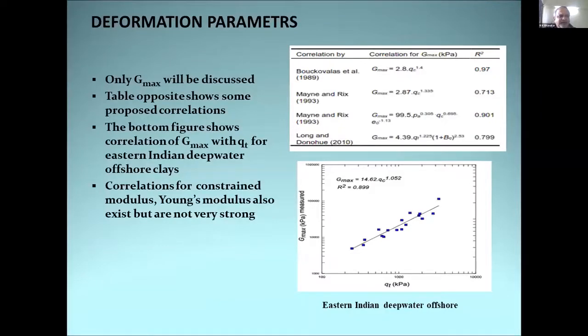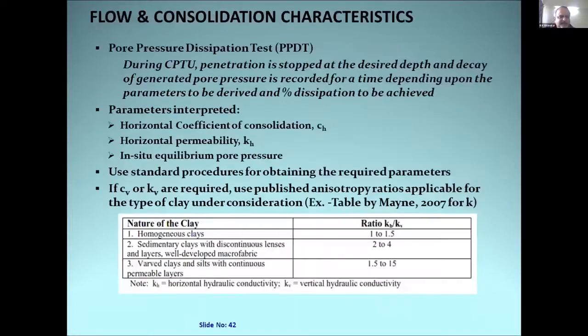Now coming to deformation parameters, I'll be only discussing the maximum shear modulus. The table on top shows various correlations for Gmax with cone resistance proposed by many researchers, and the bottom figure shows the correlation of Gmax with corrected cone resistance for Eastern Indian deep water offshore case, as per our experience. Correlations for constrained modulus and Young's modulus also exist, but are not very strong, so are not discussed here.